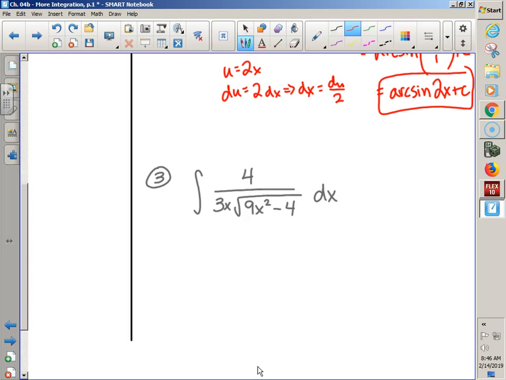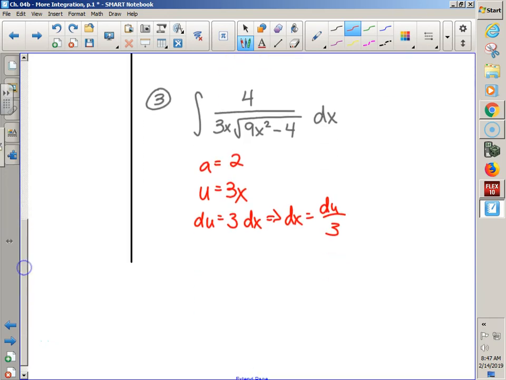There's no way this is inverse trig. There's a 3x in front. Wait, arcsecant has a u in front. Guys, who's your a? Do you see him? 2, a squared. Who's your u? 3x. Who's been squared? All right, du is equal to 3 dx. dx is equal to du over 3.